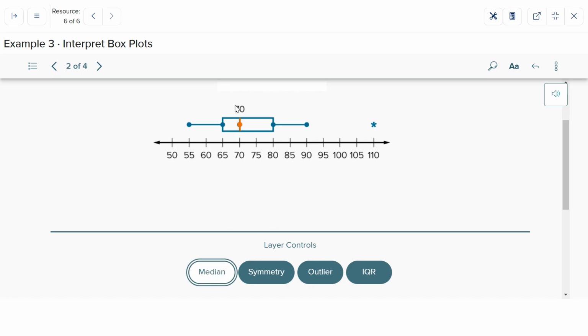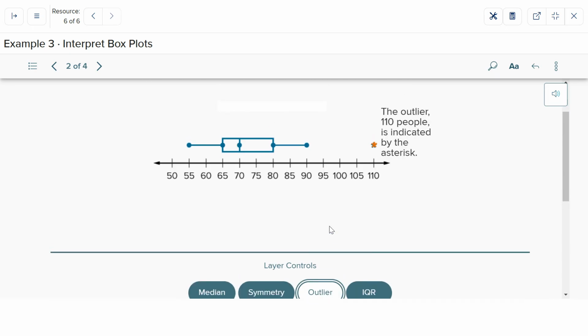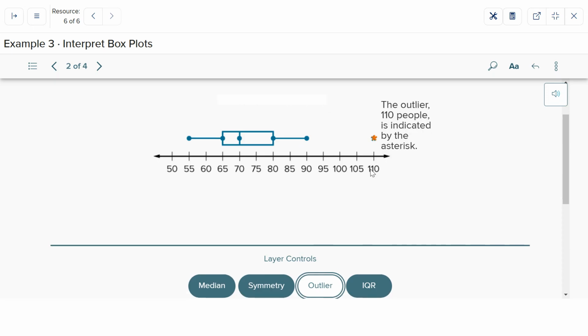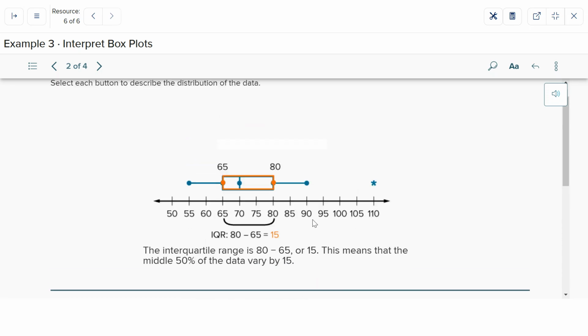The median is there at 70. That's always that middle line inside the box. Symmetry. Well, the whiskers are the same length, but the boxes are not the same size, and we have an outlier over here. So the median segment does not divide the box into two equal boxes, so the distribution is not symmetric. We do have an outlier. It's represented by the asterisk. And our IQR, we can tell from the outer edges of our box, that would be quartile 3 is 80, quartile 1 is 65, so 80 minus 65 is 15. And so that means that the middle 50% of the data vary by 15.